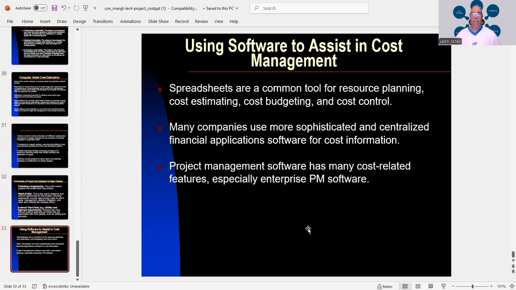And finally, using software to assist in cost management. Now, I like spreadsheets if you don't have software, but you have to know how to use spreadsheets. Why? Now, spreadsheets, I'll tell you why. They are a common tool for resource planning, cost estimating, cost budgeting, and cost control. However, many companies use more sophisticated and centralized financial application software for cost information. Project management software has many cost related features, especially enterprise PM software.